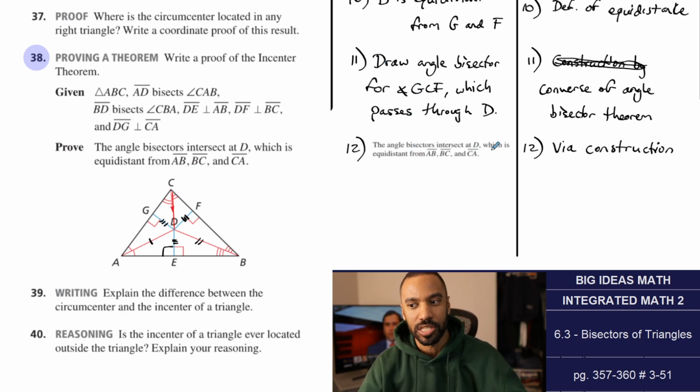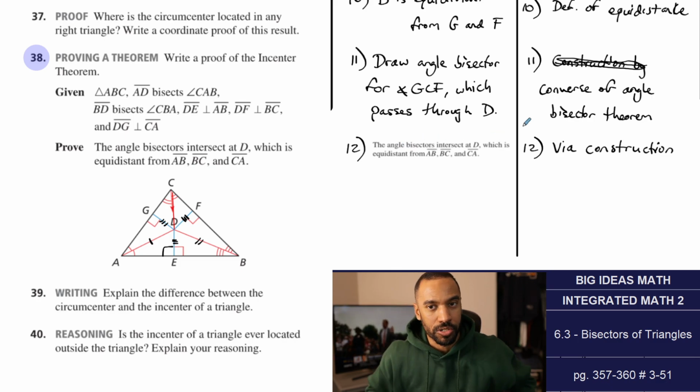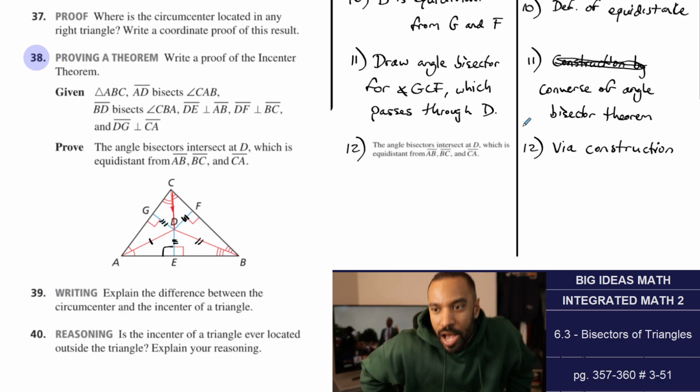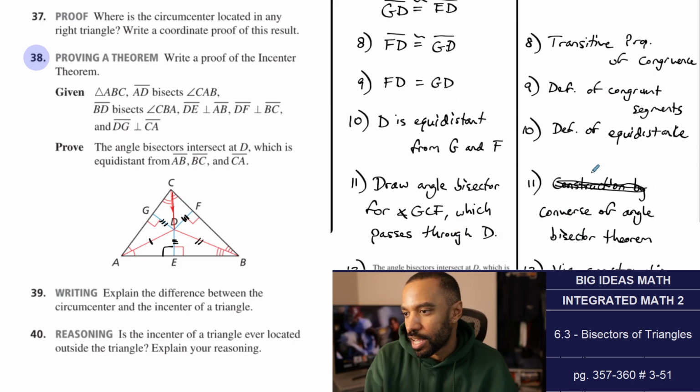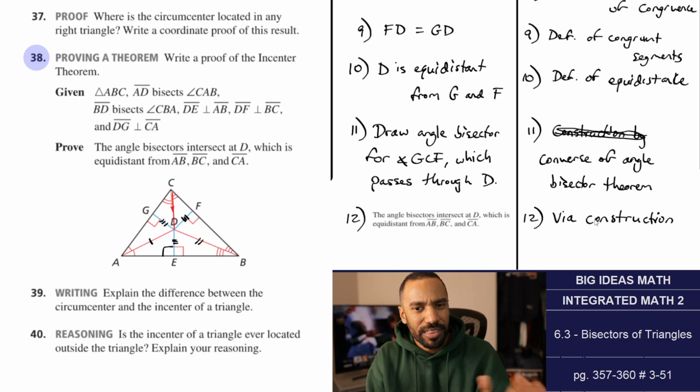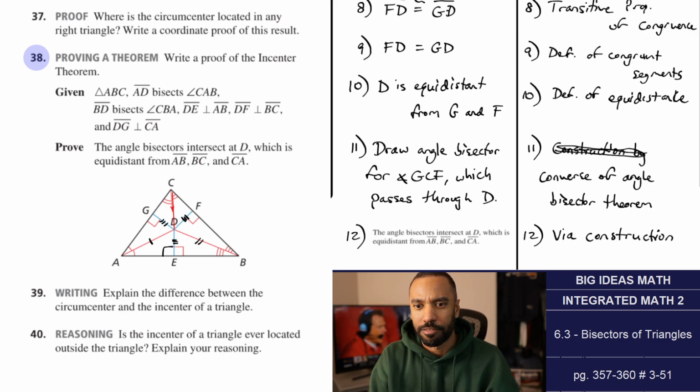You know what I mean? At least the angle bisectors intersect part, because we just saw that this one goes through there. So maybe those are kind of the same one. And I already did the definition of equidistance up above. So that's my proof. That's what I'm working off of there.